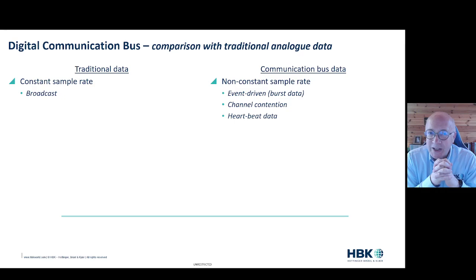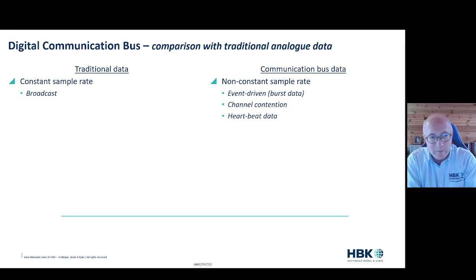When we think about bus data, such as an avionics bus or a CAN bus on a ground vehicle, then it's not a constant sample rate. Most data that comes in on this bus is event driven. It's what we call burst data. It comes in a burst of information all at once. There are other things like channel contention, so channels trying to broadcast over the same piece of wire at the same time. And you'll also get things like heartbeat data. It's just data that keeps coming up saying from a transducer, by the way, I'm still alive. It's just telling you that it's still there and it's still functioning properly.